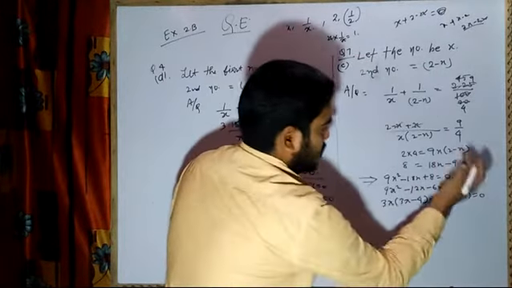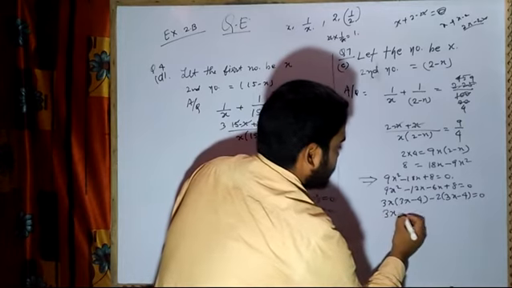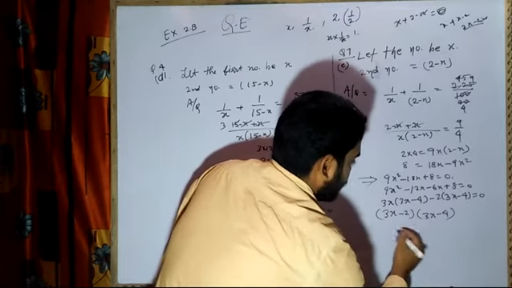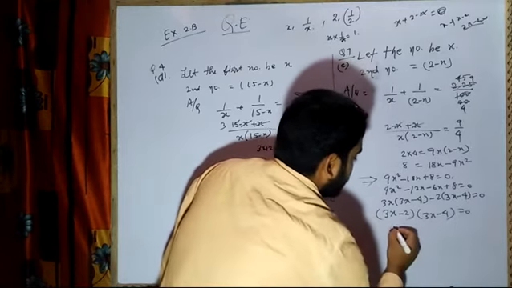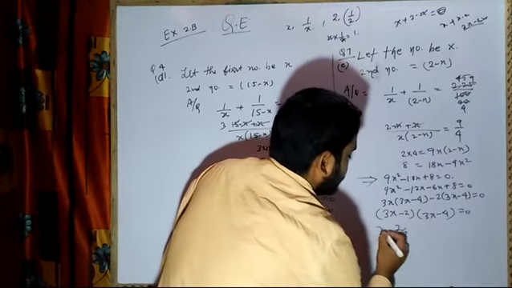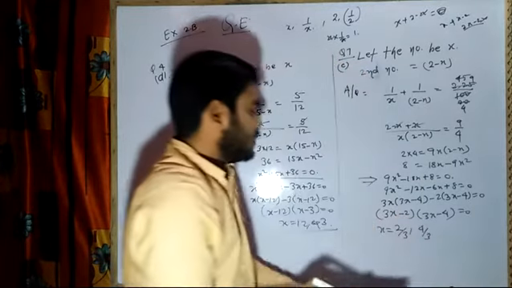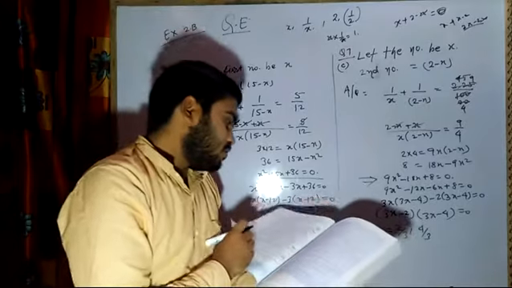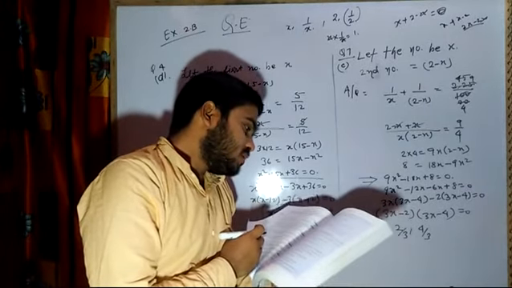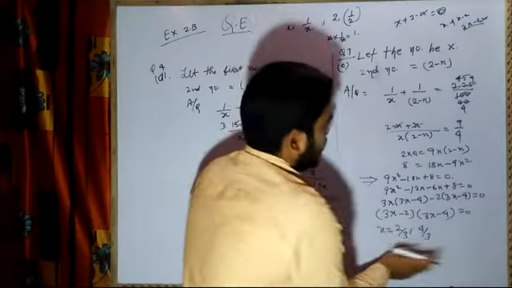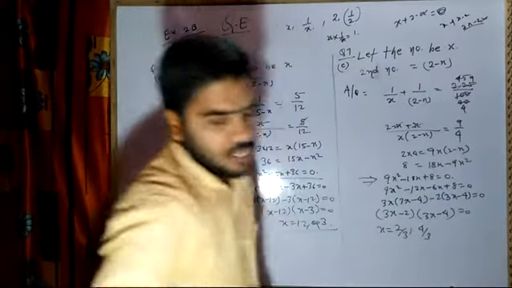Now we are having 3x minus 2 into 3x minus 4, so our answer will be 2 by 3 and 4 by 3. I hope this answer is correct. Exercise 7, question number 7, subpart C: 4 by 3, 2 by 3. So our answer is correct. Again, you put them there and verify, and you will get the correct answers.